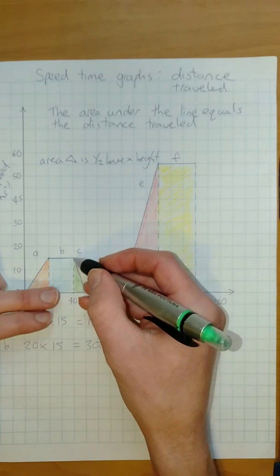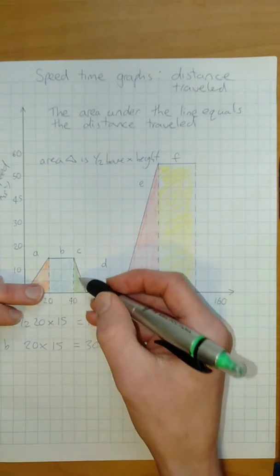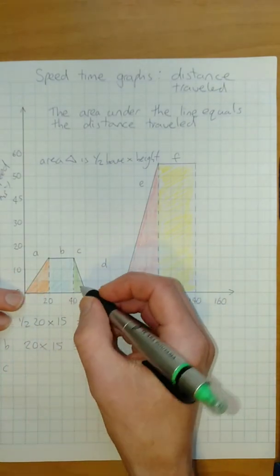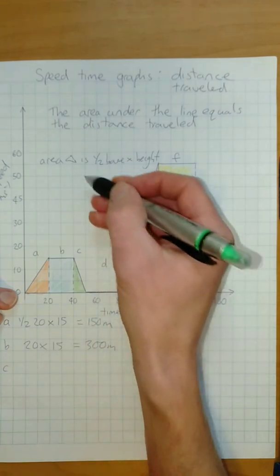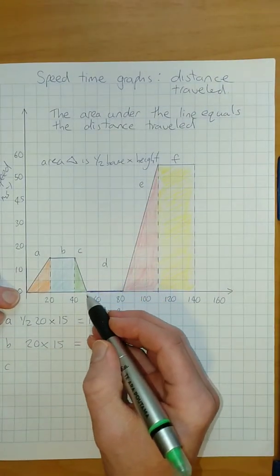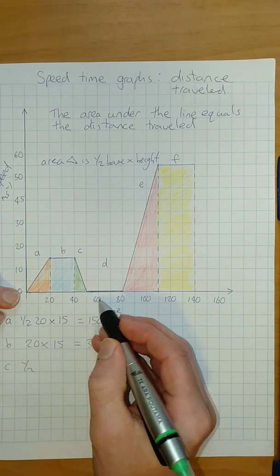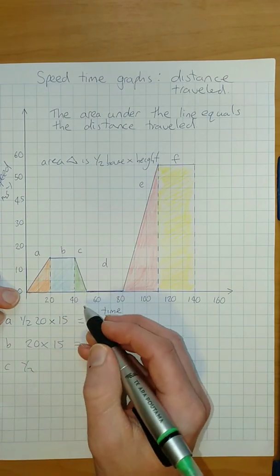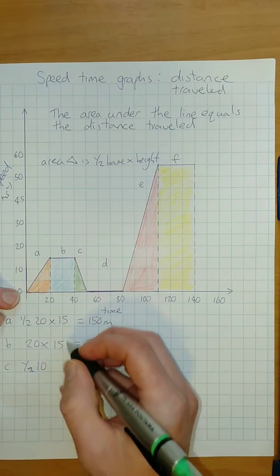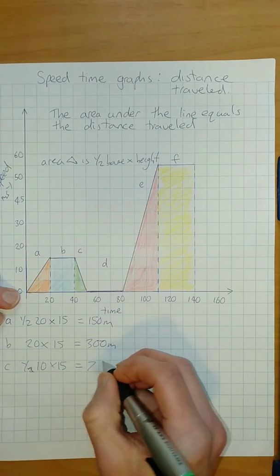At this point, it starts to decelerate, and it decelerates all the way to 0. So again, we've got a triangle. So for section C, we've got a triangle shape, and we've got to use our half base times height formula. So the base is going to be from 40 up to 50, so the base is going to be 10. So it's half of 10 times 15, which gives us 75 meters.